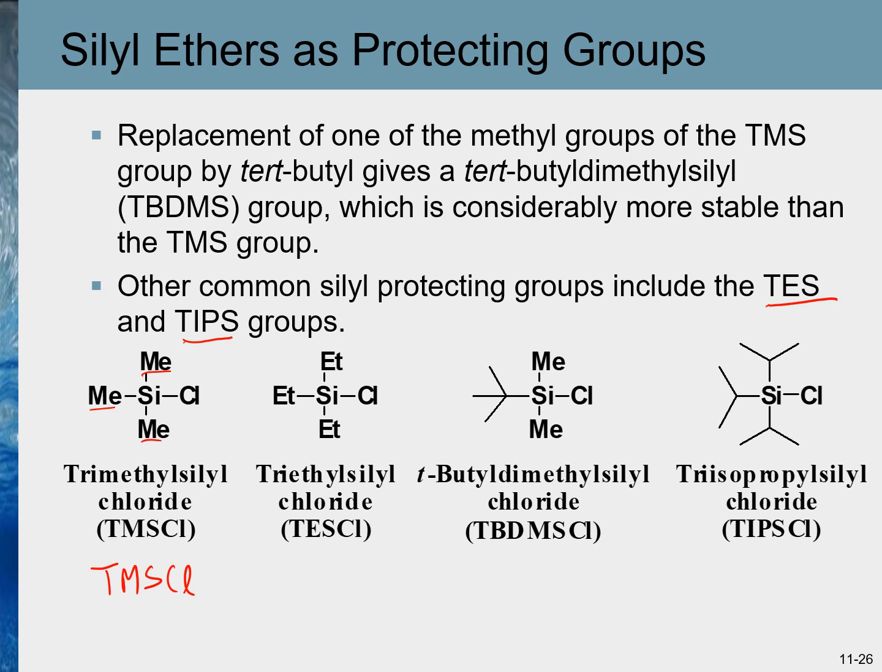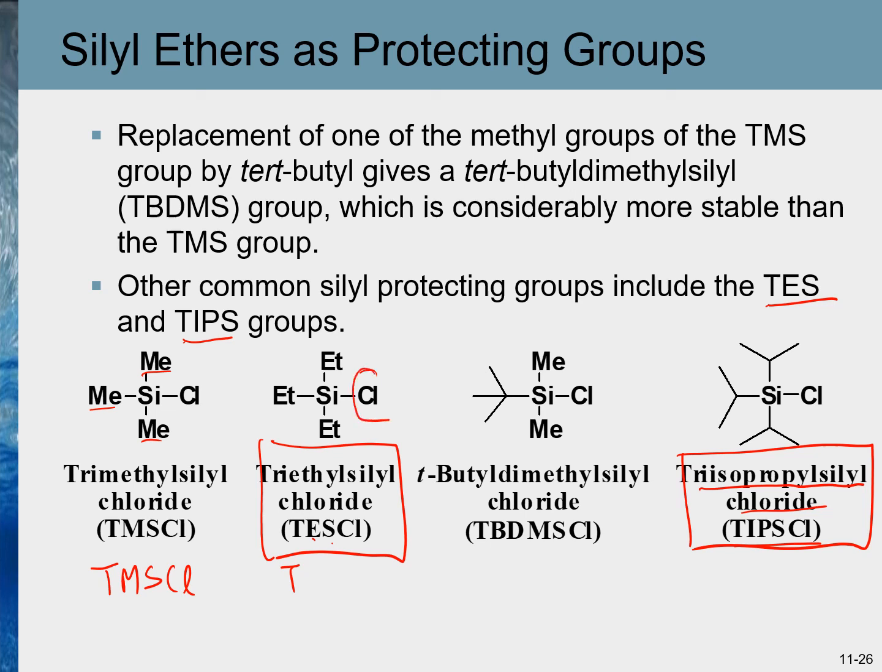So in TES, we have triethylsilyl chloride, and in TIPS, we have triisopropylsilyl chloride, or TIPS chloride. All of these behave similarly. They react with alcohol: they remove the proton from the alcohol and chloro from the protecting group. As a result, they form a silyl ether.